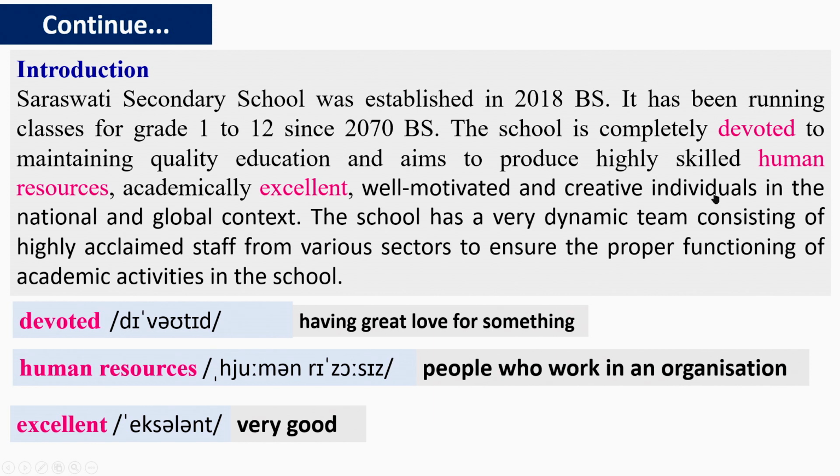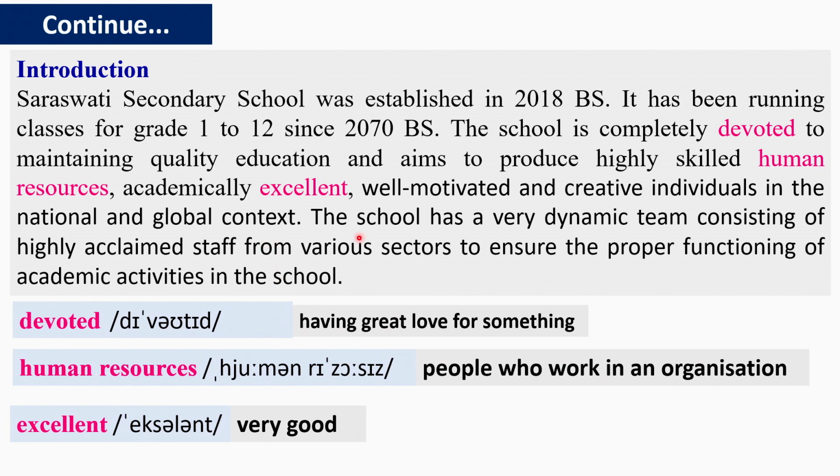Such individuals, such people the school wants to produce, not only in the national context, national means within the country, for example, within Nepal, and global context means in international context, not only Nepal, outside Nepal also, for example, in the US, in Australia, in China, in India, like that. So, in such situations also they want to produce such human resources. Let us look at the next sentence. The school has a very dynamic team consisting of highly acclaimed staff from various sectors to ensure the proper functioning of academic activities in the school.